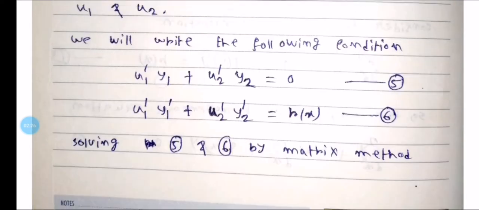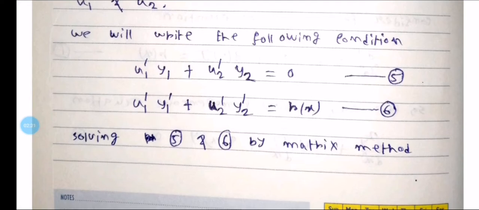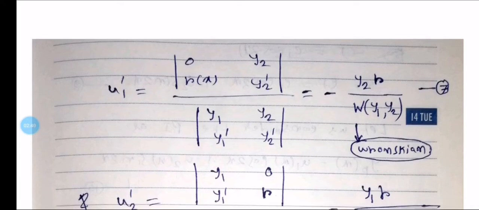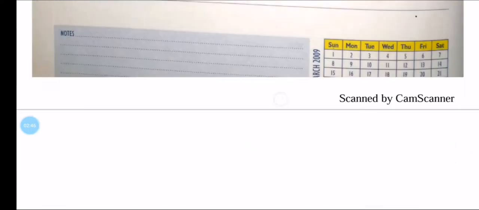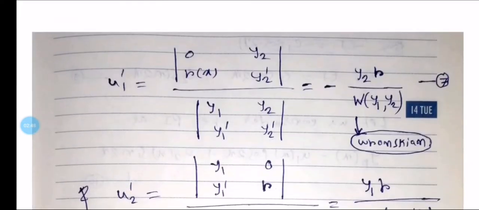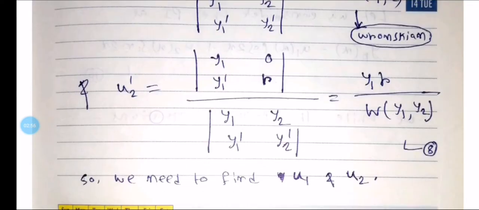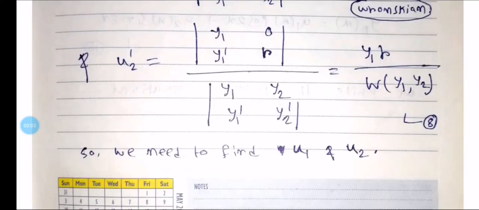we can write u1' equal to the determinant of, in place of the first column, 0 and r(x), and in place of the second column y2 and y2'. So the determinant of 0, r(x), y2, y2', and below, the denominator will be the determinant of y1, y2, y1', y2', which is nothing but the Wronskian. So u1' = -y2 r / W(y1, y2), where W is the Wronskian of y1 and y2. Similarly, u2' we can write as the determinant of y1, y1' and 0, r, and below it is the Wronskian. So ultimately we will get this.